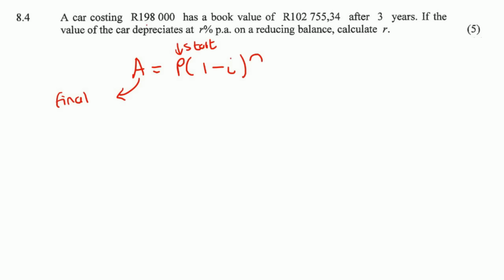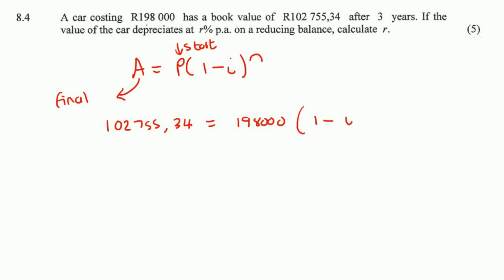So how much was the car at the start? Well, 198,000. How much was the car finally, or after a few years? 102,755, so that's where the 102,755.34 goes. And then the 198,000 is actually the P value. So it's not about putting the big number and the small number. It's about the starting number and the ending number.